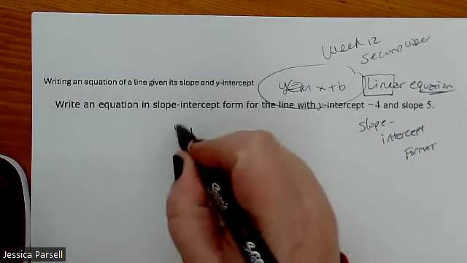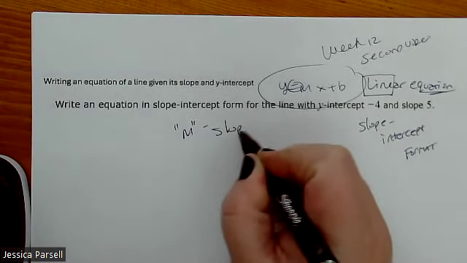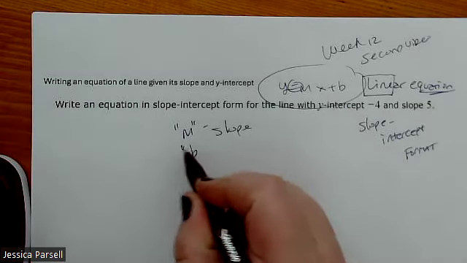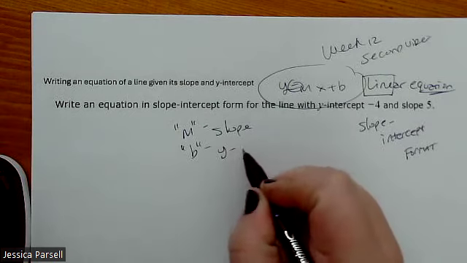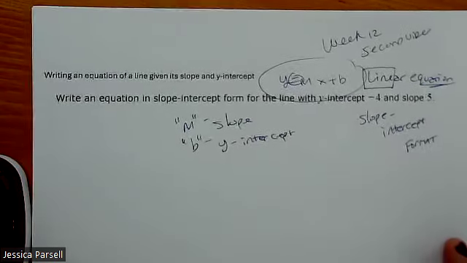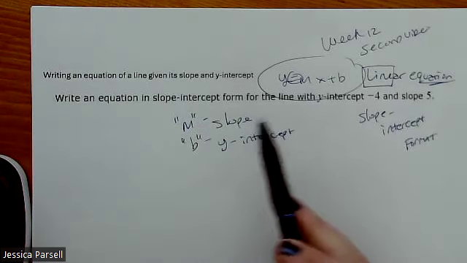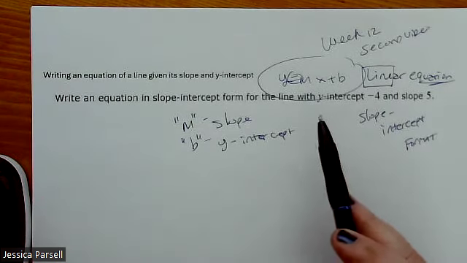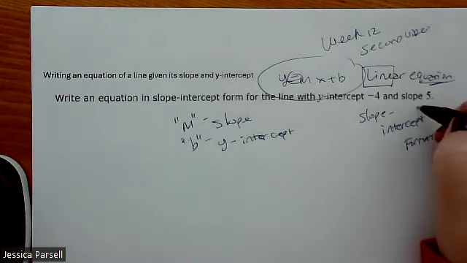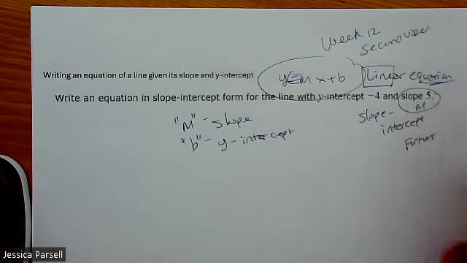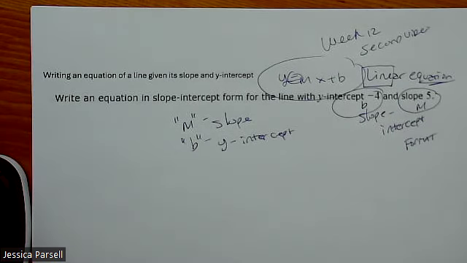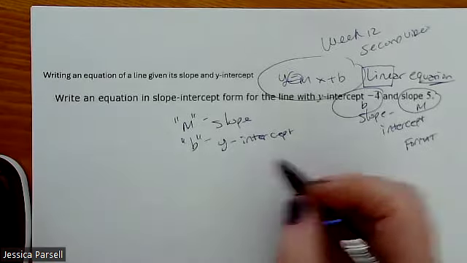So m is always your slope, and the b is always your y-intercept when you're working in slope-intercept format. So when they say write an equation in slope-intercept form for a line with y-intercept of -4 and slope of 5, they've given you your m and they've given you the b. So they've given you all the ingredients to write this thing out. So we're going to write it.